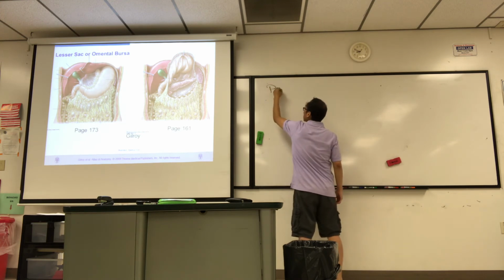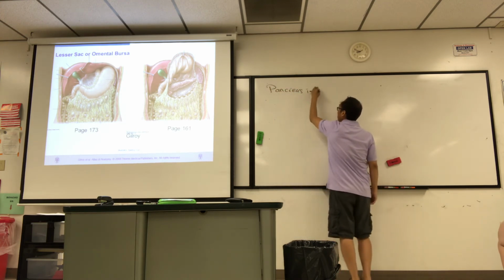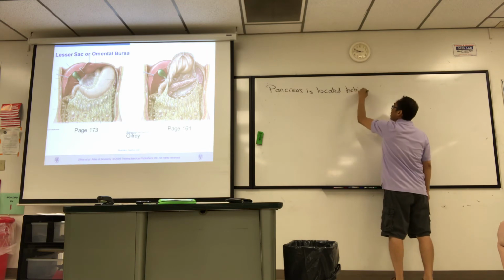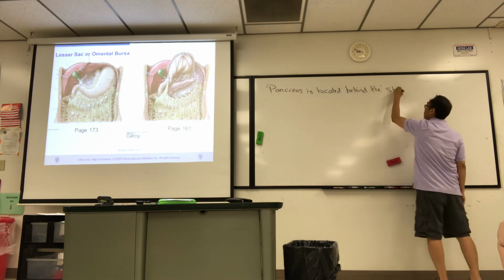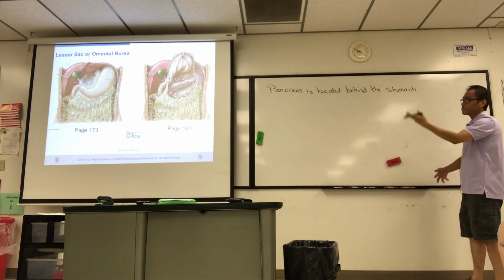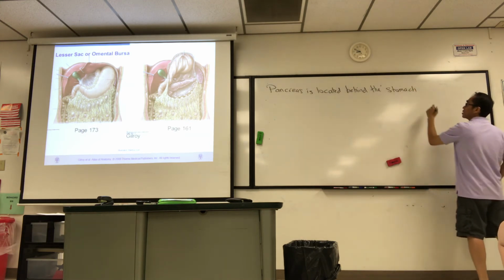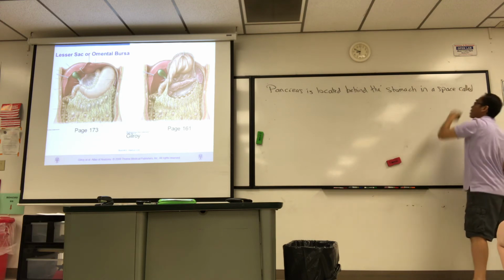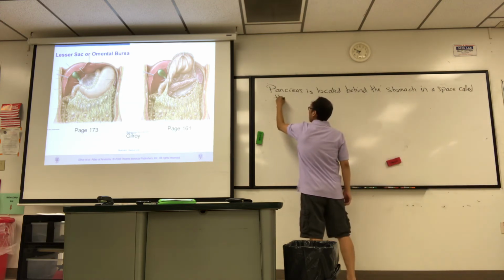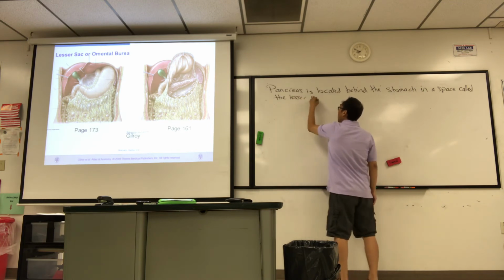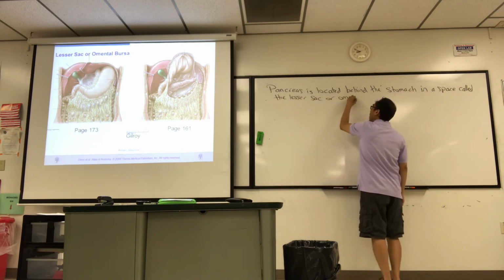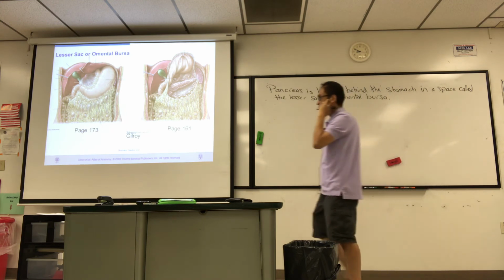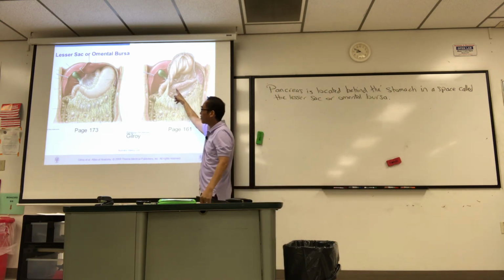So the pancreas is located behind the stomach, in the space called the lesser sac or omental bursa. Basically what you see there. And you can't even see the full pancreas. That's the tail of the pancreas.